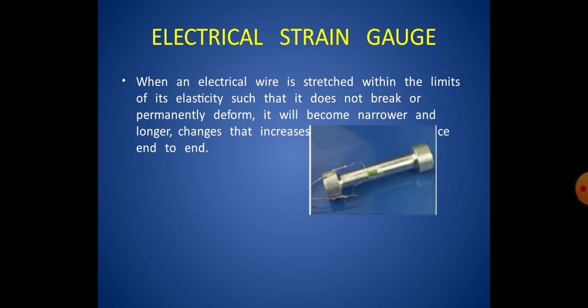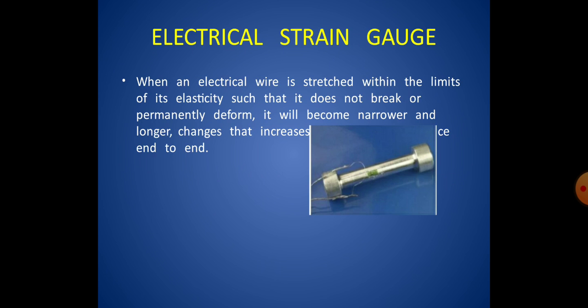Electrical strain gauge: when an electrical wire is stretched within the limits of elasticity, it will regain its original size and shape when we release the force. That is within the elastic limit. So the electric wire is stretched such that it does not break or permanently deform.